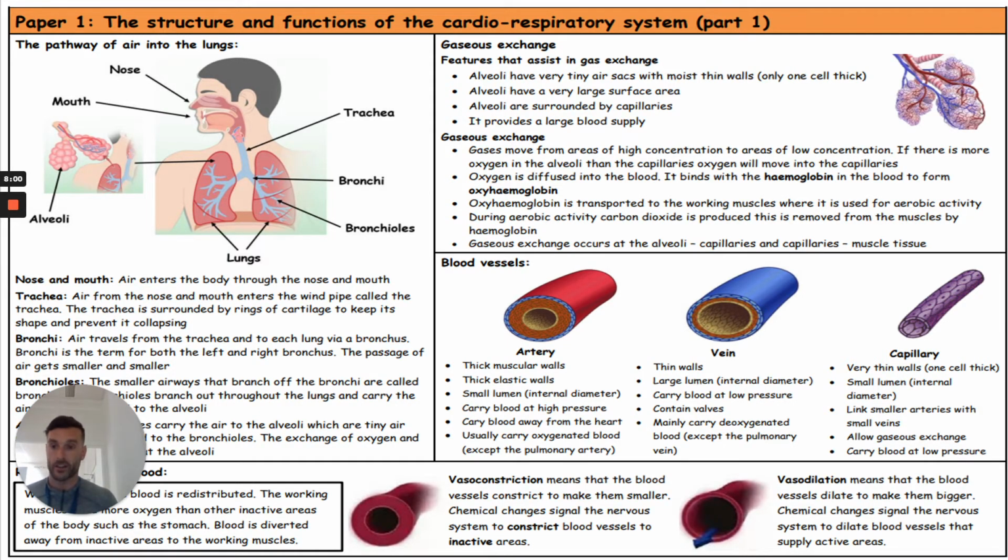And finally, capillaries. Capillaries happen at the end of arteries or veins, basically in the muscles. They diffuse the oxygen and carbon dioxide into the muscle, into the lungs, and they are one cell thick to allow that gaseous exchange to take place.